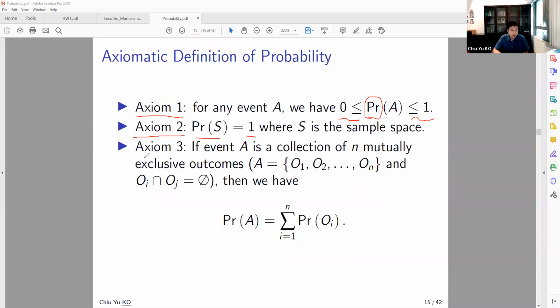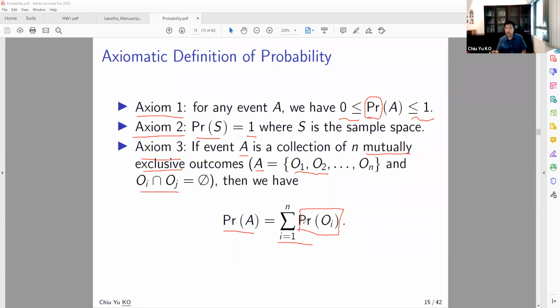The third axiom is saying that if A is a group of outcomes that are mutually exclusive, remember the meaning of mutually exclusive, it means that there's no intersection between every element. Their intersections are empty. There's no common element between them. And how do we evaluate the probability of this event A? The probability of event A is just the sum of the probabilities of each single event.